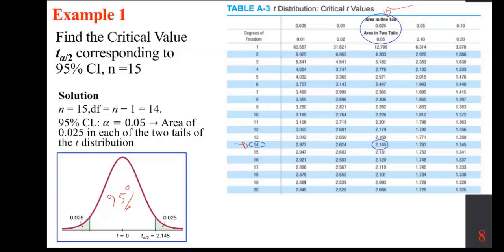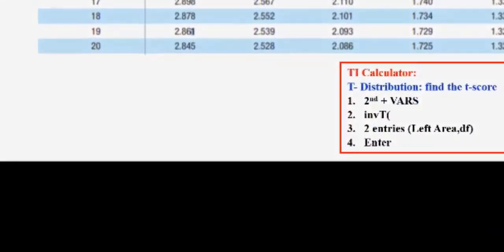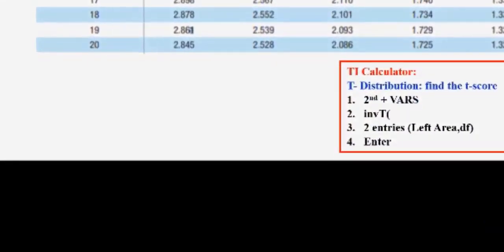We can use technology, whatever technology that you have is fine. As an example, if you use a TI, so to find the t-score, second variables, inverse t, you put two entries, left area and degrees of freedom. So take a look.